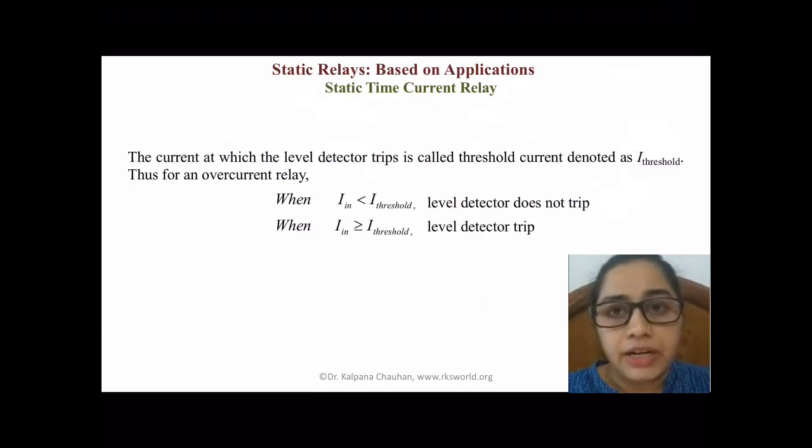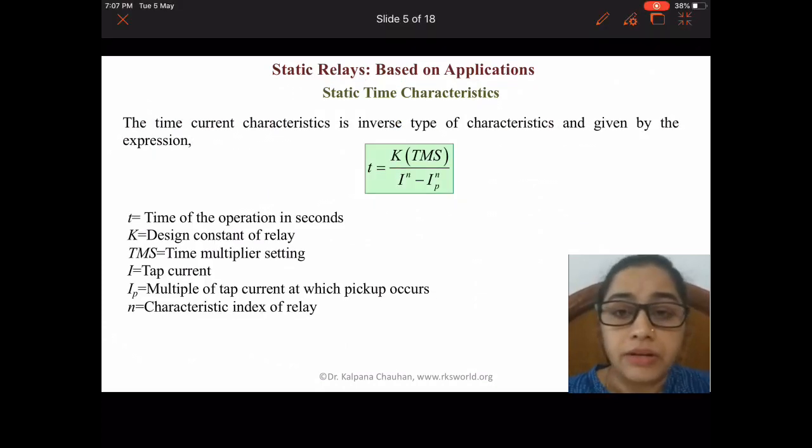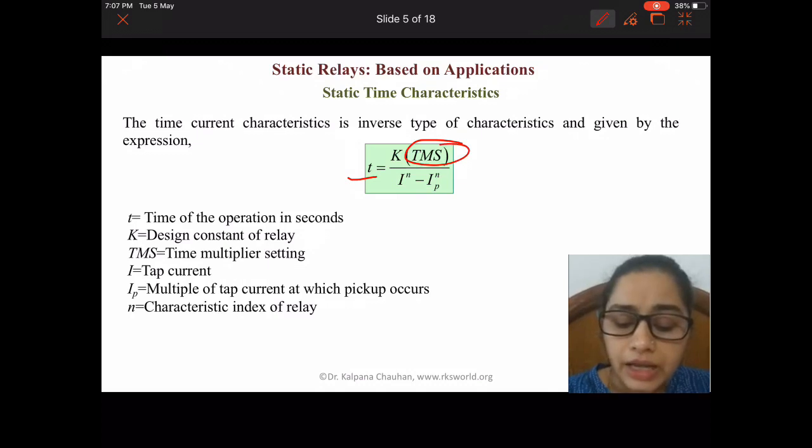The current at which the level detector trips, we call the threshold current. The level detector trips only when the input current goes higher than the threshold current. If we talk about the static time characteristic, it shows the inverse type characteristics and it is given by the expression T = K TMS / (I^N - IP^N). Here T is the time of operation of the relay in seconds and K is the design constant of the relay.